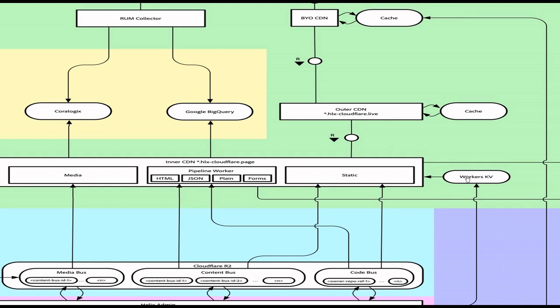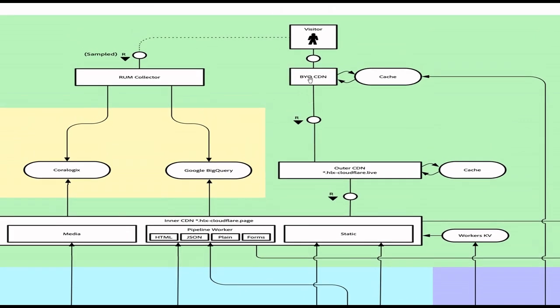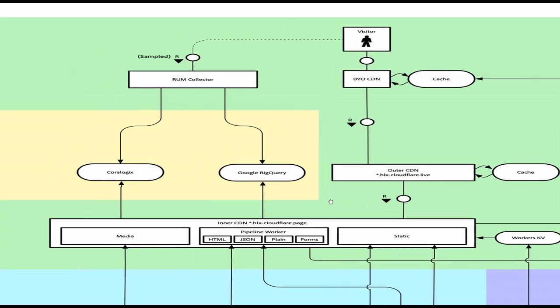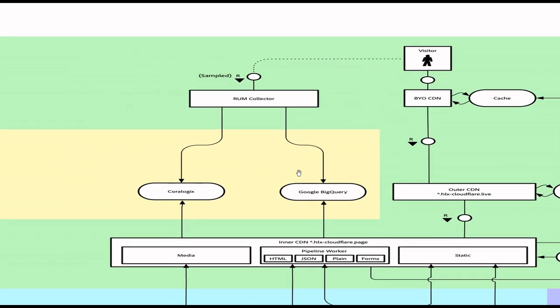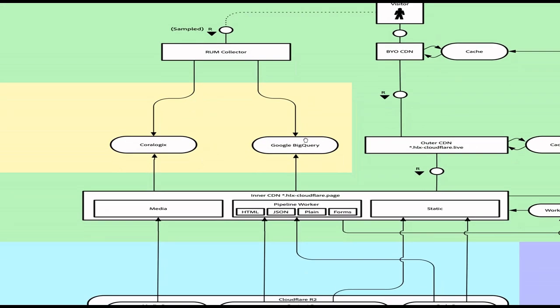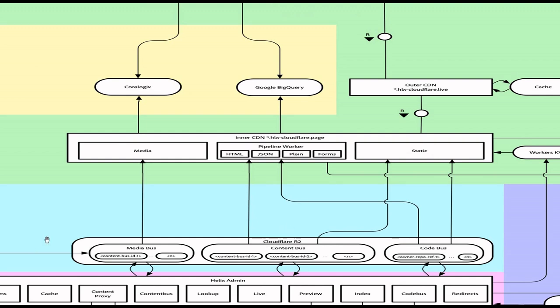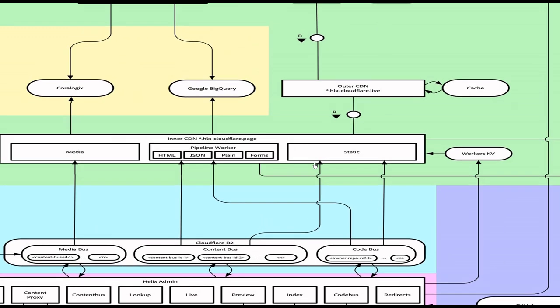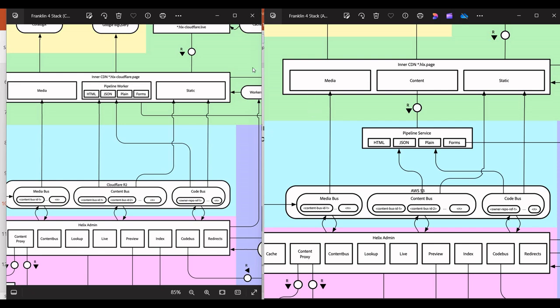And then instead of edge location, which is called edge dictionary, I think it's the same, we have worker KV, right? And then the outer CDN is the same, bring your own CDN is the same, cache, etc., everything is the same. Here also for ops we are using the same Google BigQuery or Coralogix, RUM collector, etc. Just the difference lies where the storage is changing, and instead of the lambda functions we are using worker. Now I have opened both the architectures in parallel.